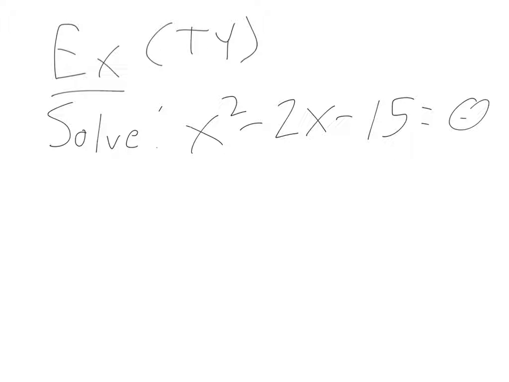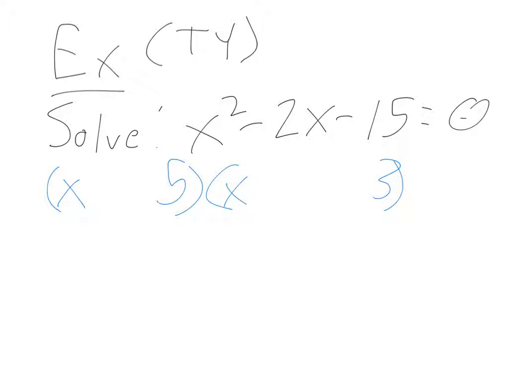Alright, here's an example I want you to try yourselves. That's what TY stands for, is try yourself. The equation is solve x squared minus 2x minus 15 is equal to 0. Alright, since the second sign is negative, there'll be different signs. And you need the factors of 15 that subtract to give you 2. The factors of 15 that subtract to give you 2 are 5 and 3.